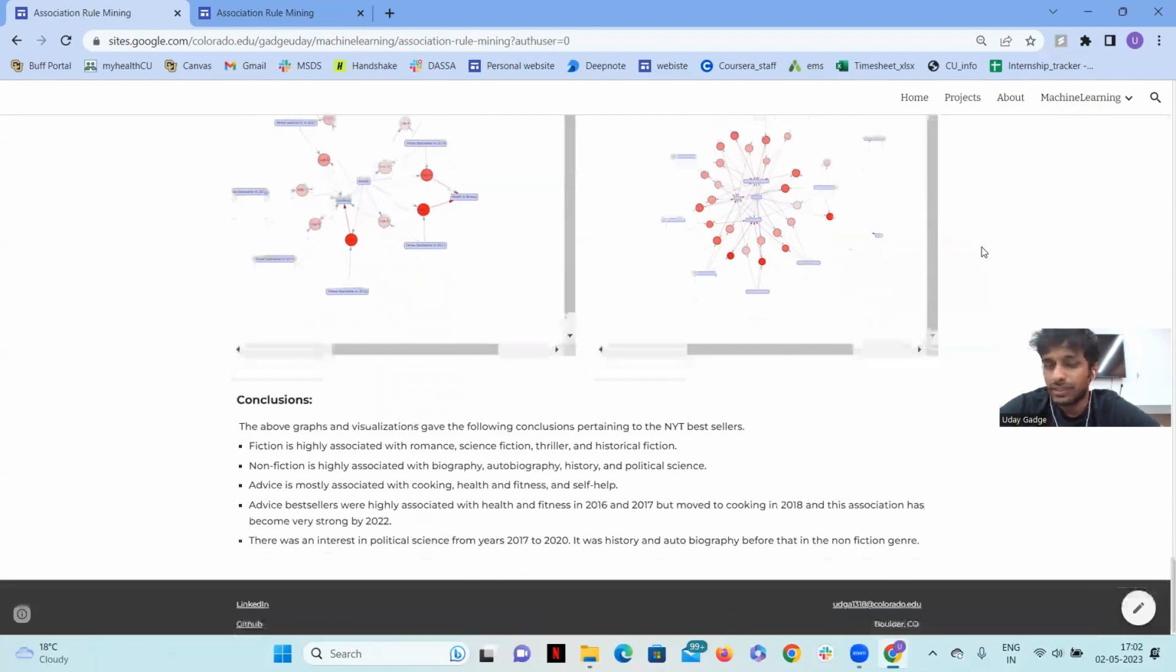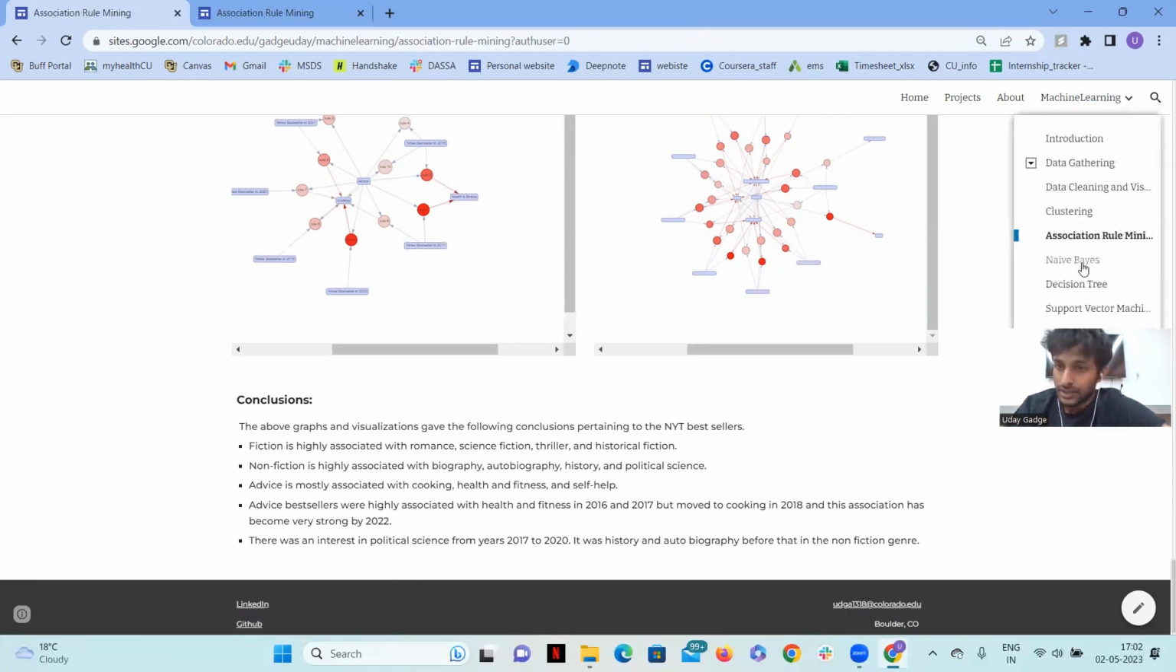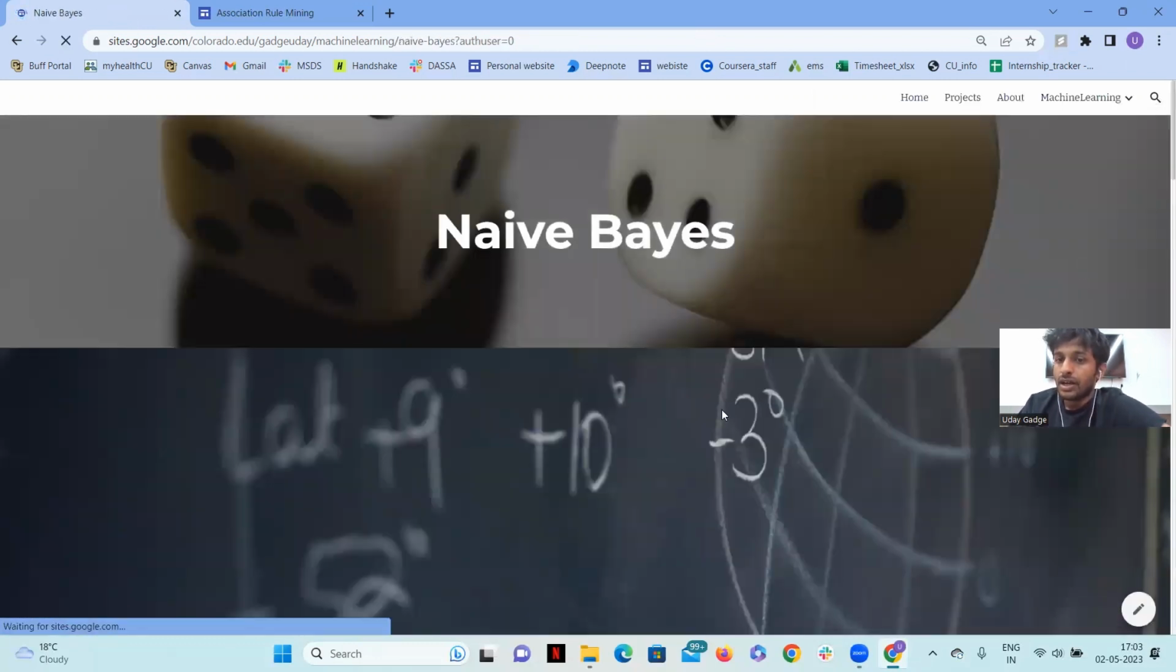So, like I said earlier, books capture the imagination and the state of the society at that particular time. This is a good analysis to find out, based on bestsellers and associations, at what time what genre people are really into, and that's an interesting application.